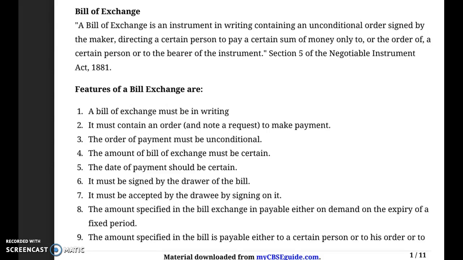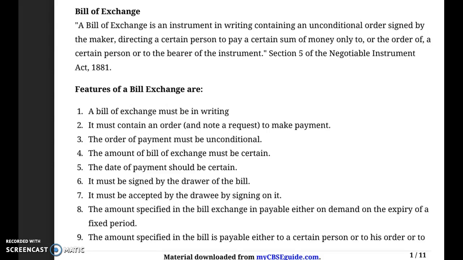Must be in writing means that if any verbal or oral agreement takes place between buyer and seller, it is not viable, it is not acceptable in the eyes of the law. So a bill of exchange must be in writing, it must be written.